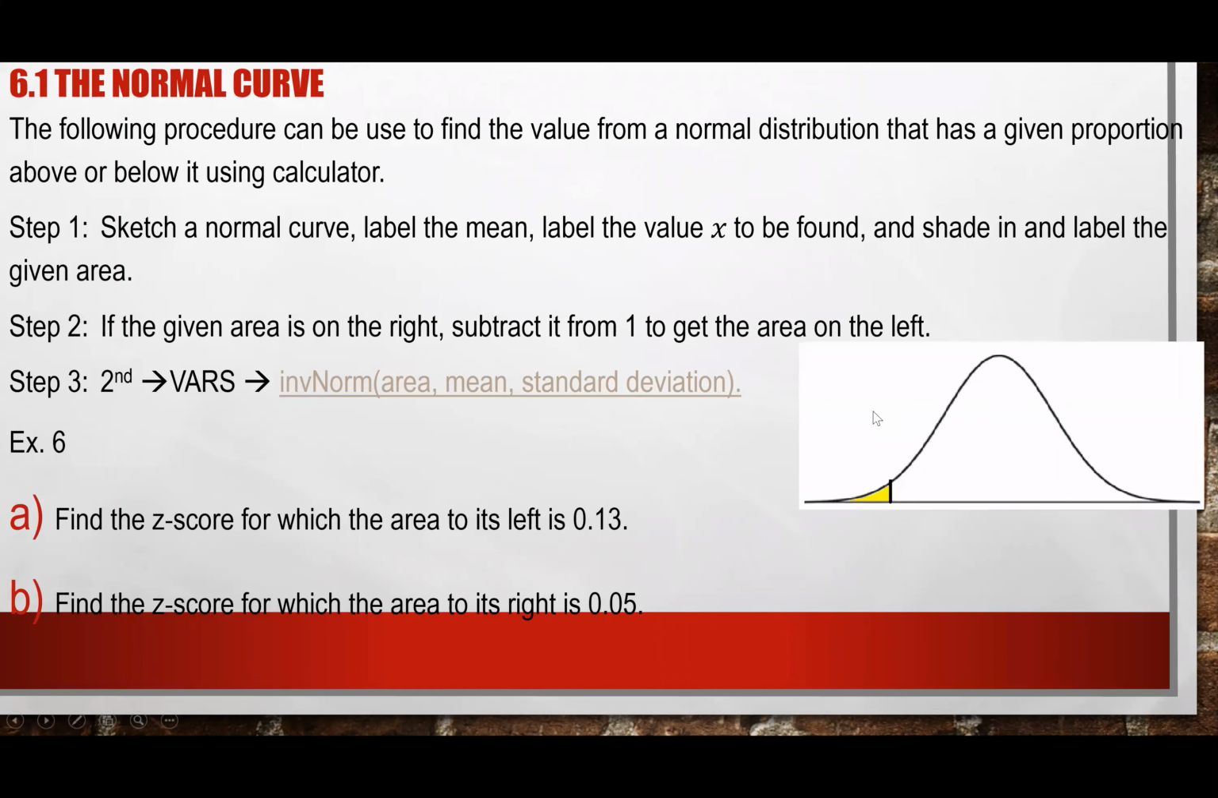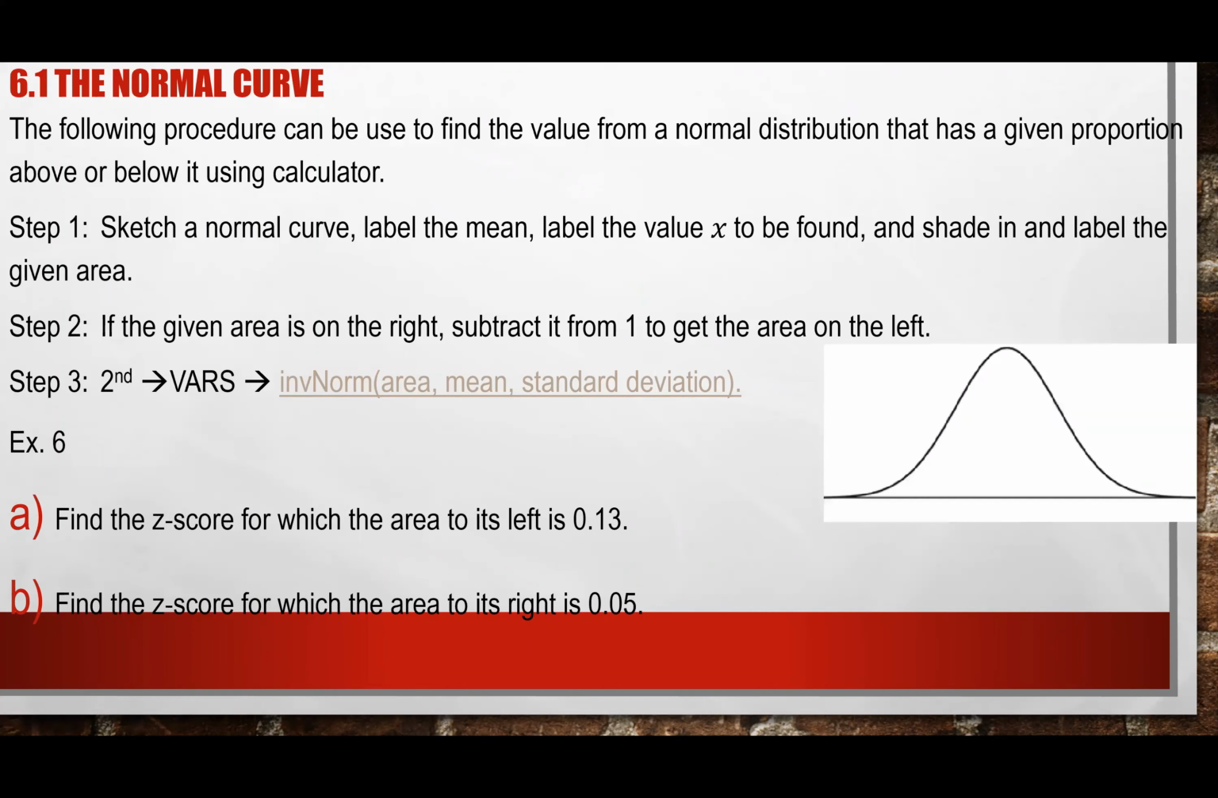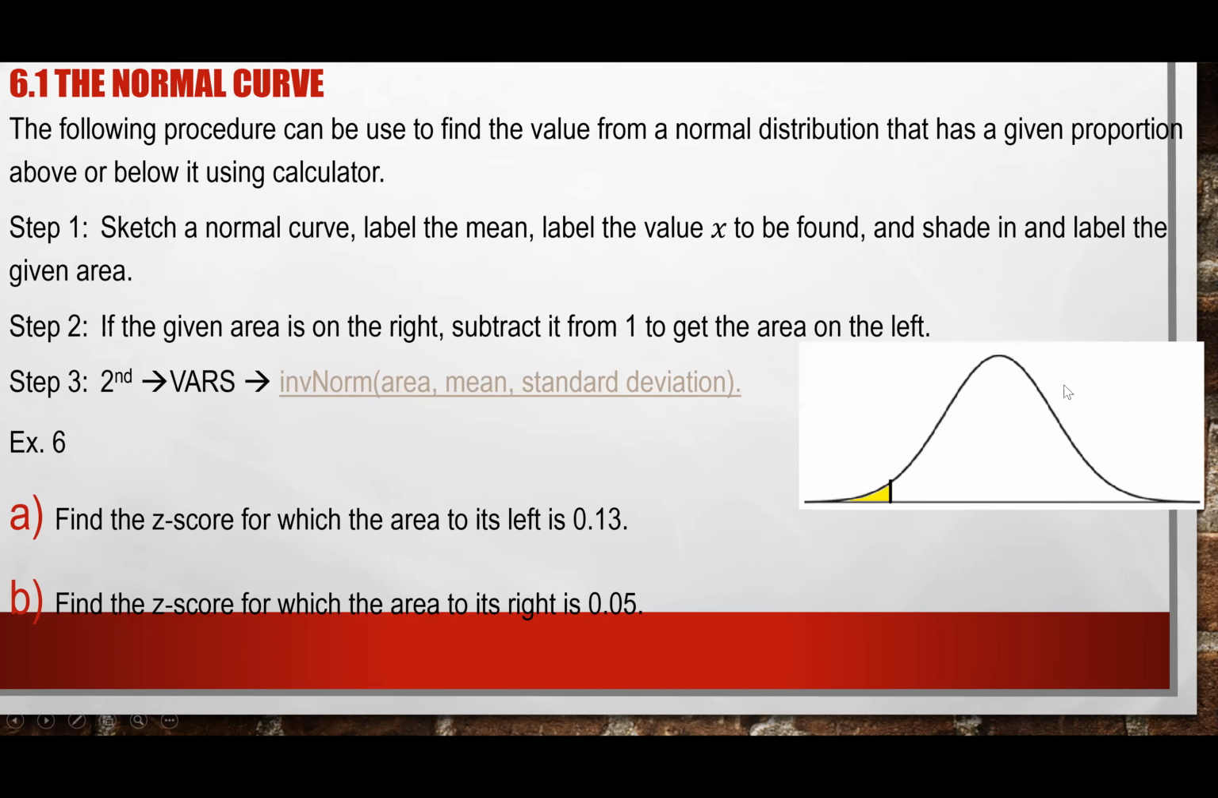So I sketched this, right? This is my standard normal. I sketch this and I say, okay, they give me the area to the left, which is 0.13. So that's all I needed. All I need is the area to the left, which is 0.13.